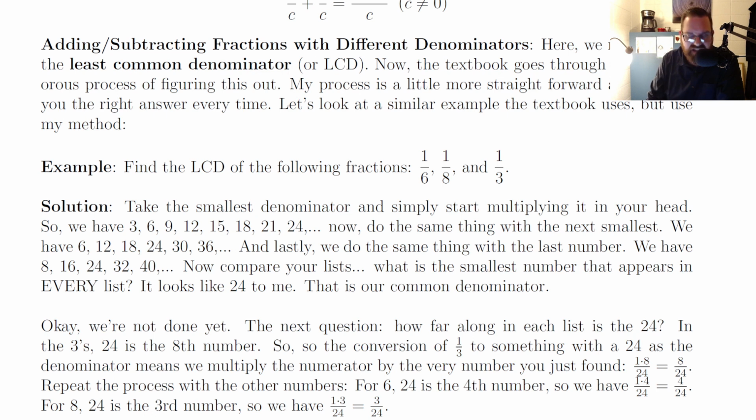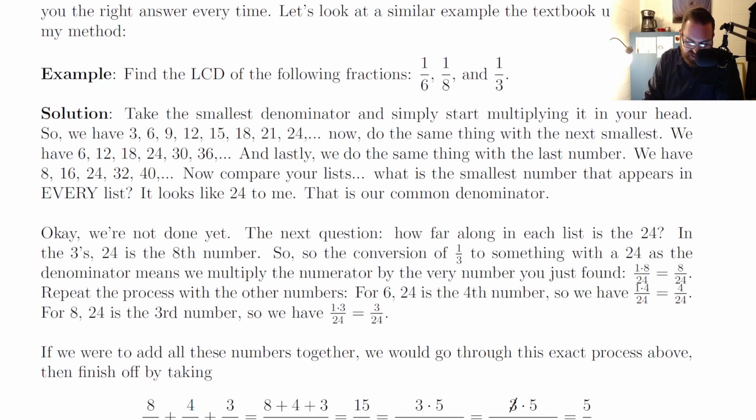Okay? That number that we just found, the smallest number that appears in every single list, is going to be our common denominator. So, we're not quite done yet. The next question we need to ask ourselves is, within each of those lists, how far along was that number that we found, that 24? So for the 3s, it was 1, 2, 3, 4, 5, 6, 7, 8, right? And that actually makes sense if you think about it, because 3 times 8 is 24. So it's 8 numbers in.